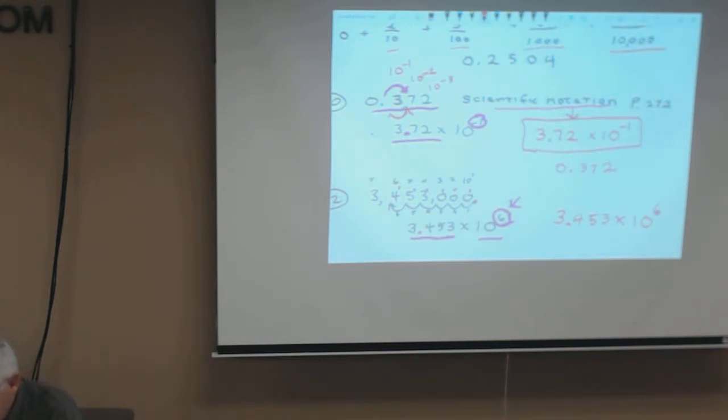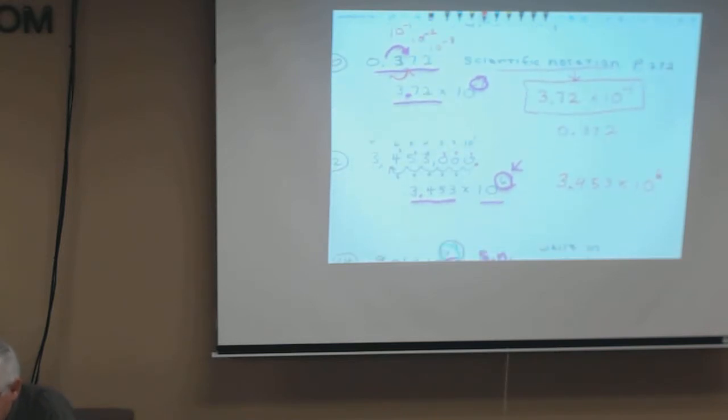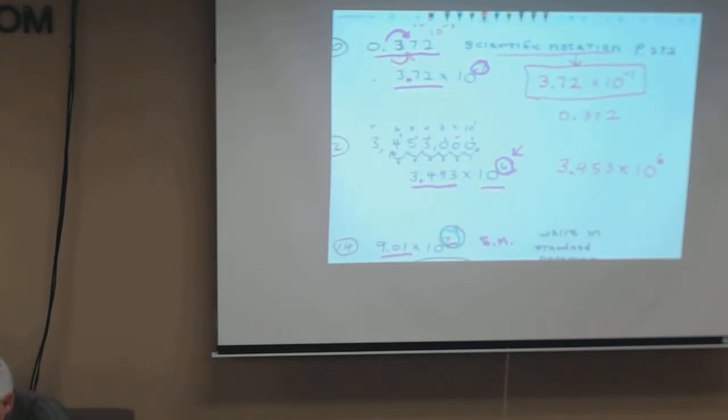Now, do you see what happens? If I take 3.453 times 10 to the 6th power, I'm going to get 3,453,000. You go, how is that? Well, because 10 to the 6th power is 1 with 1, 2, 3, 4, 5, 6 zeros. When I take that times 3.453, I get this number up here, 3,453,000. Okay?